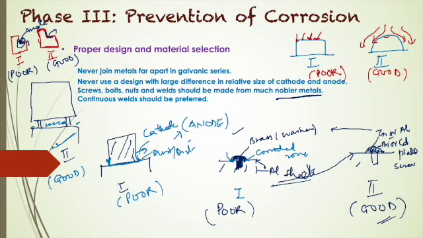Okay, and use of insulated washers should be there, and provision for proper air circulation, drainage, washing should be taken care of while making a design, and retention of moisture should be minimum. These are all the factors which you can discuss in proper design and material selection.